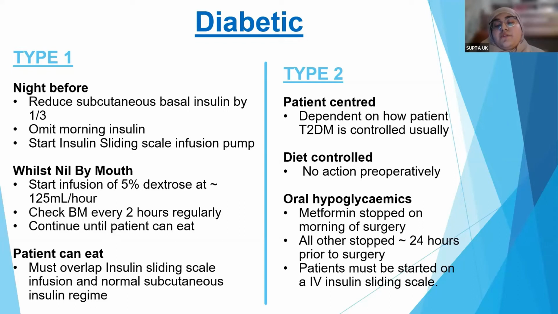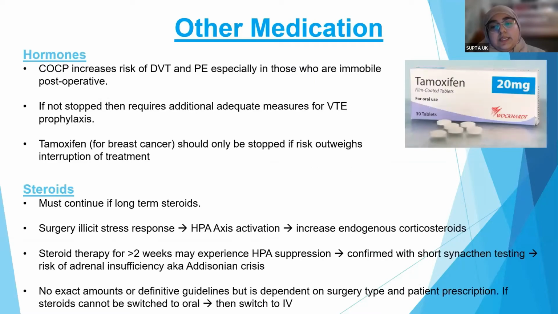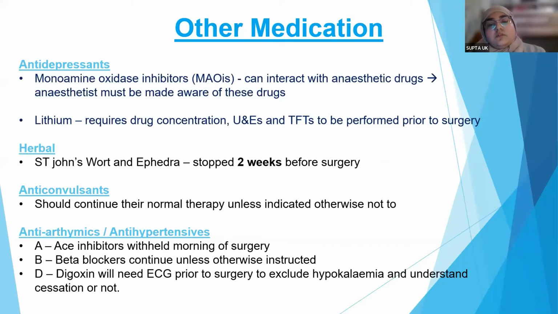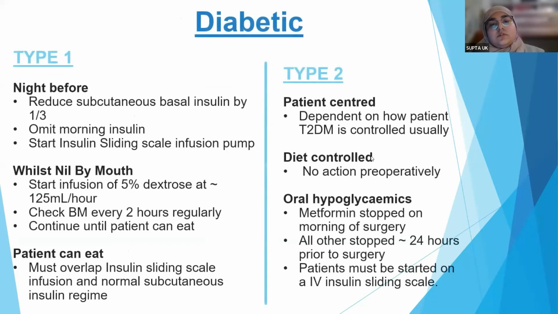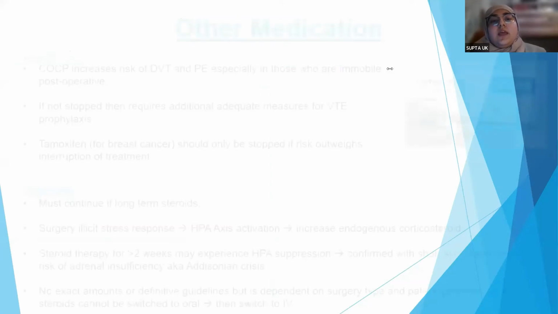In terms of insulin, any patient who was on oral hypoglycemics will be assessed on whether they require insulin, and then they'll be started on an IV insulin sliding scale, which they will be on throughout their surgery, and then post-operatively it will be weaned off and they continue their normal medication. Okay, any questions? Okay, fine.